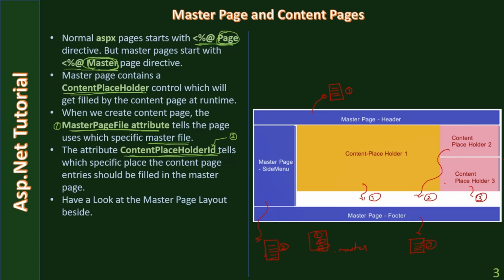When you create the child page, it can be a standalone page, or if it wants to use a master page, it should tell what the master file name is, and then it should specify the content placeholder ID, so that the child content will go and sit in the specific location. If the child page tells the master page is ab.master and the content placeholder ID is 3, then the content will go and sit here.